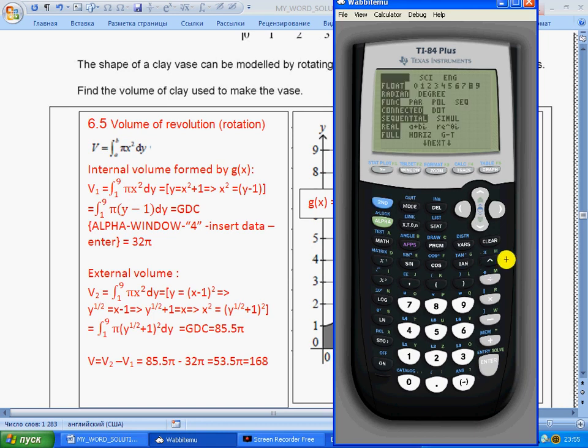So how to use integration? We press alpha, then we press window. Here we see choices and we need the definite integral, it is 4. Here we insert the data. For example, from 1 till 9, and the function is x squared.